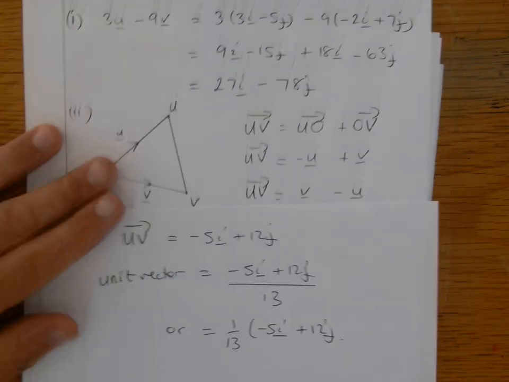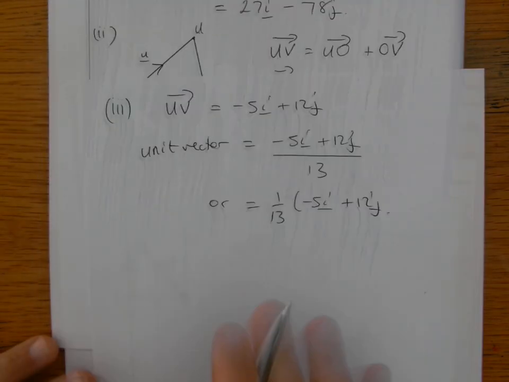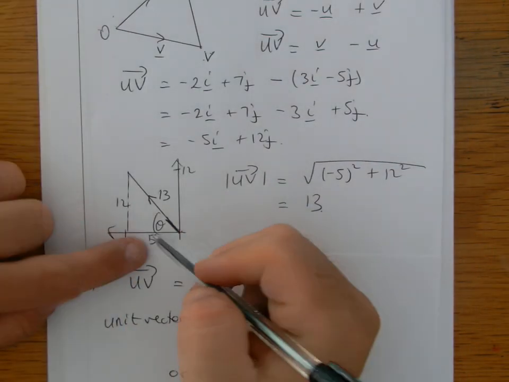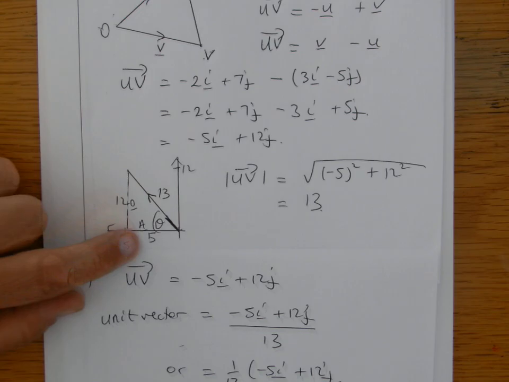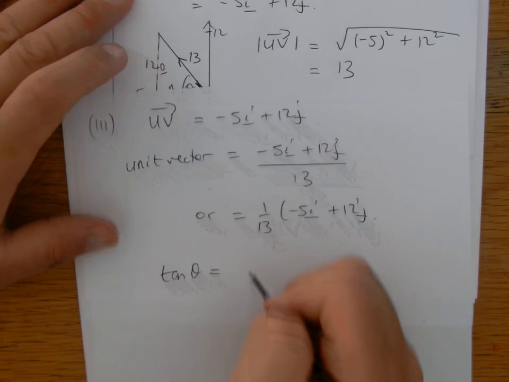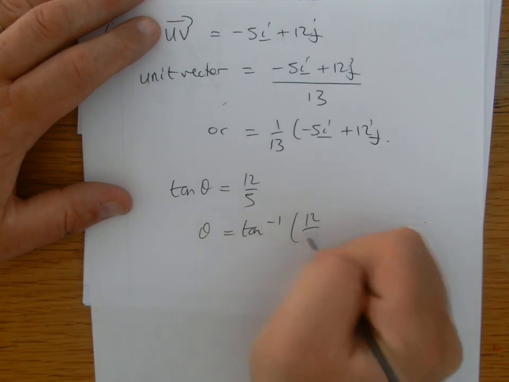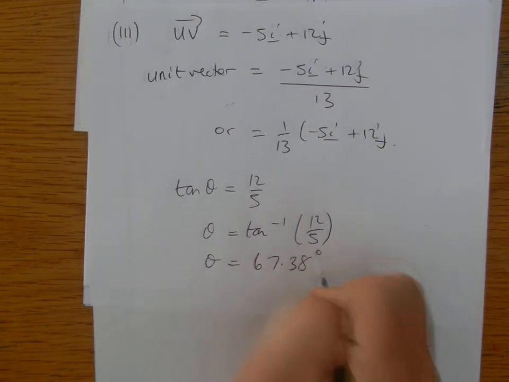And then the last part of the question asks us to determine the angle that the vector UV makes with the x-axis. Again, the diagram really helps here. If I call the angle theta, you're just going to use SOHCAHTOA. You've got the opposite and the adjacent, so tan theta is opposite over adjacent, so 12 over 5, and then theta will be tan to the minus 1 of 12 over 5, and we get 67.38 degrees.